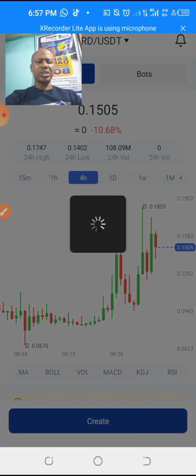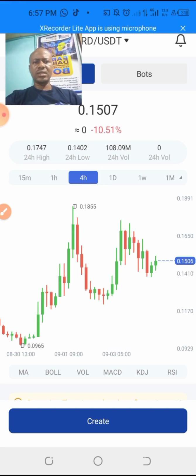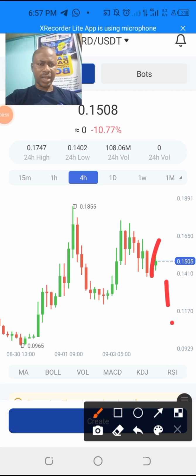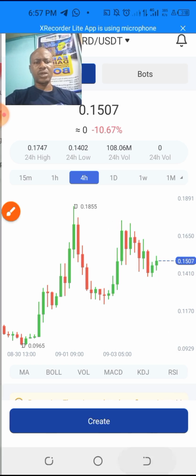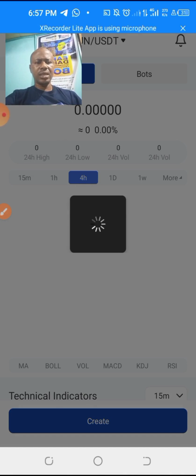On the 4 hour chart, it's not really on a downward trend. If you check here, it's not really on a downward trend. I want it to go down like this before I enter. It's hanging. I won't enter this coin. So I'll keep on checking until I see a coin that follows my criteria.